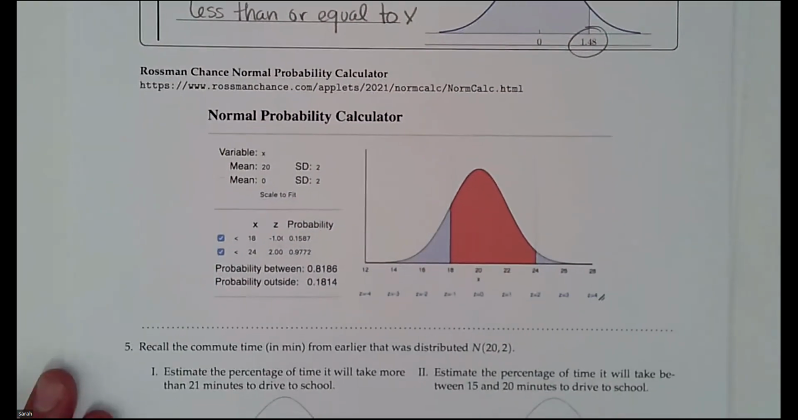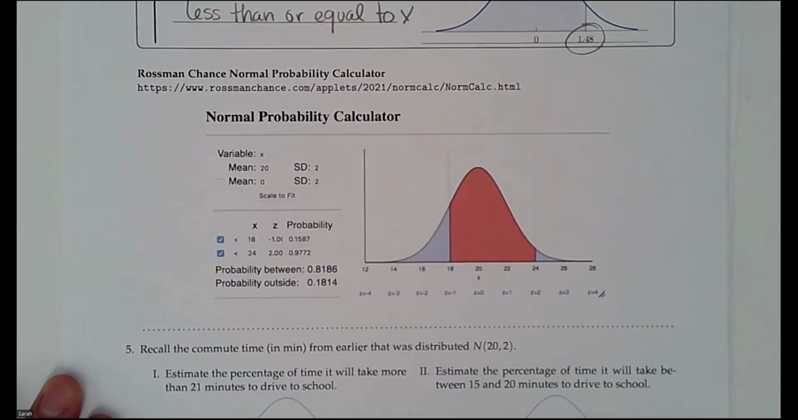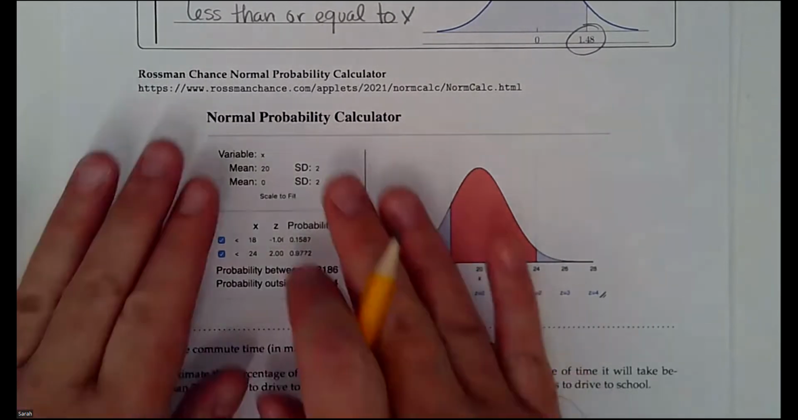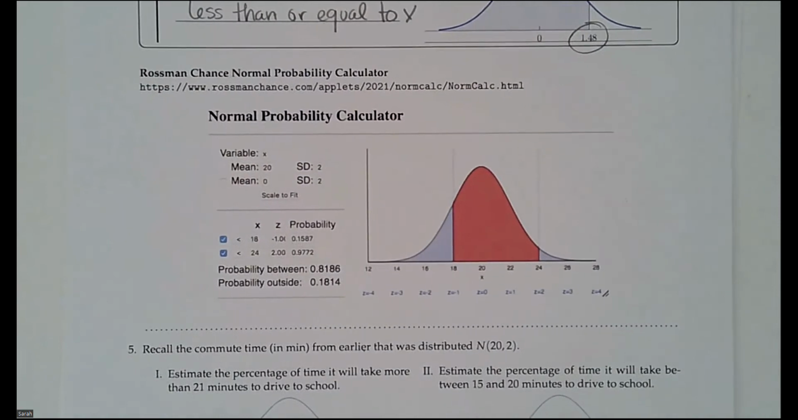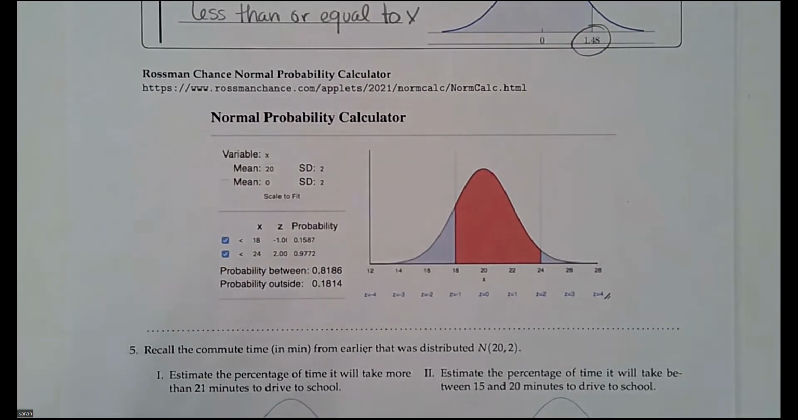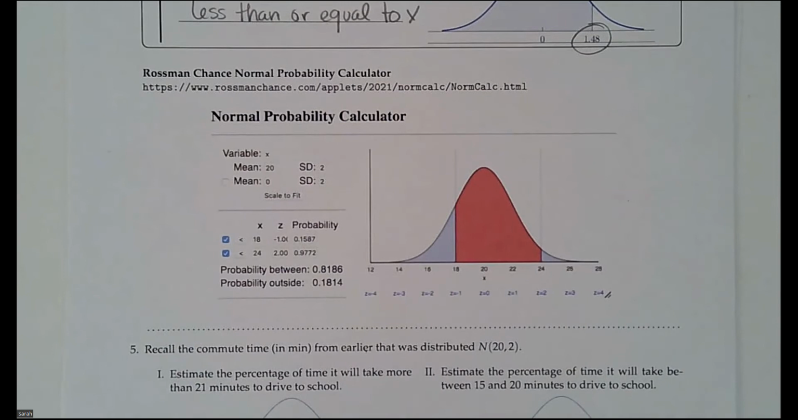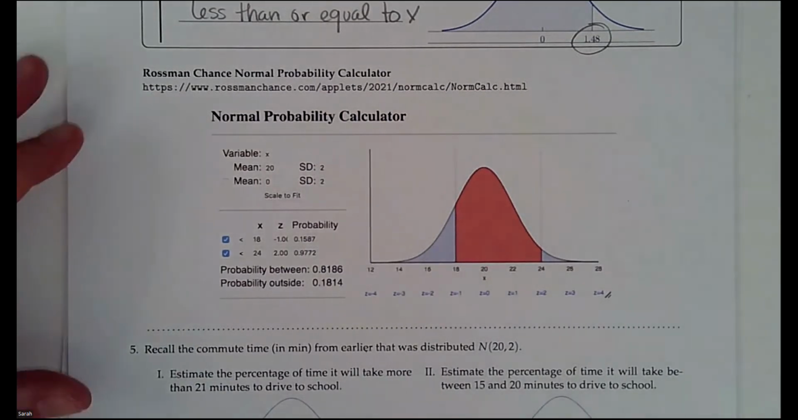All right, so the app we're going to use is the Rossman Chance Normal Probability Calculator. And the address is here, but there are links to it on Canvas. So if you're on that Chapter 3 page or you're on the Unit 4 announcement, you should be able to find that link there. So let me show you how this is going to work.